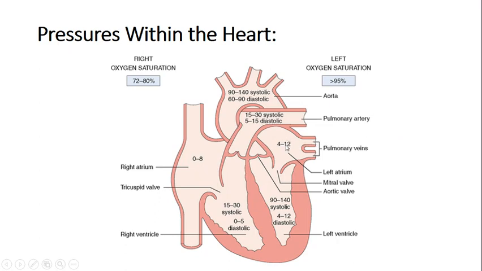lungs at 4 to 12 millimeters of mercury, goes down to the left ventricle, and here is where you really get the pressure. This is starting to look more like what you'd see for a normal peripheral blood pressure, 90 to 140 for systolic, and 4 to 12 for diastolic. It has to be 4 to 12 because it has to fill from the left atrium. But once it gets past the aortic valve, it starts pressurizing in the aorta, the great vessel here, and it becomes between 90 and 140 for systolic and 60 and 90 for diastolic.